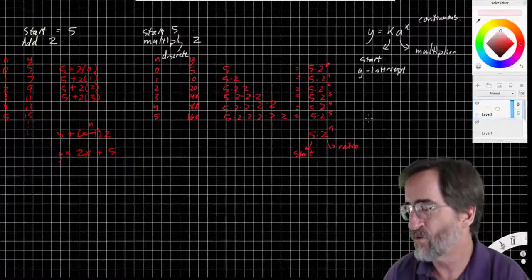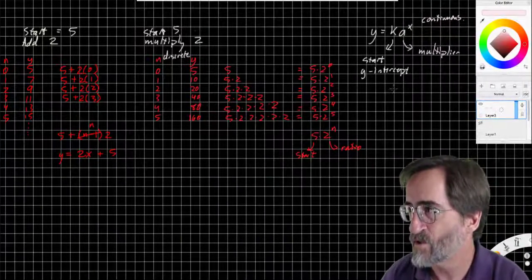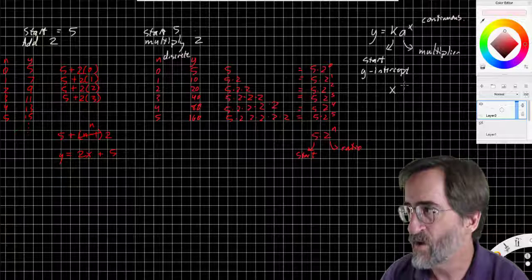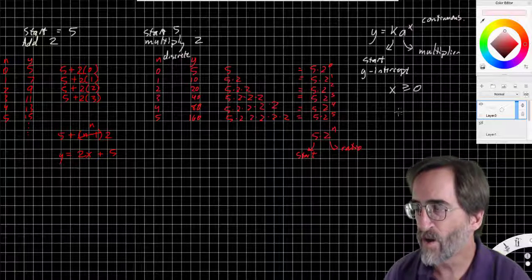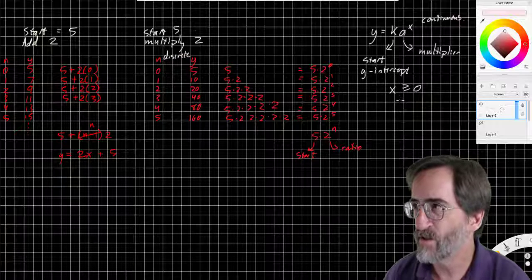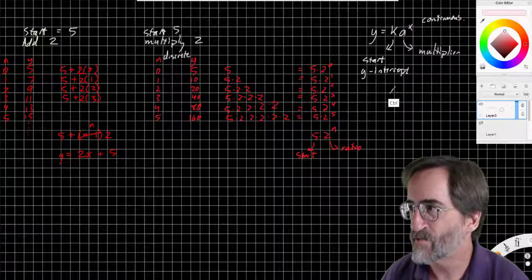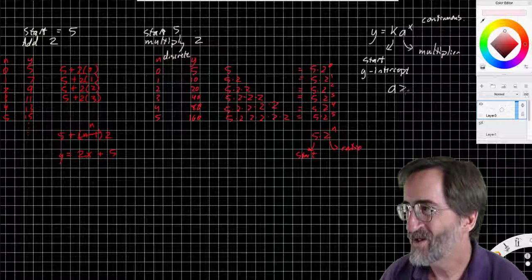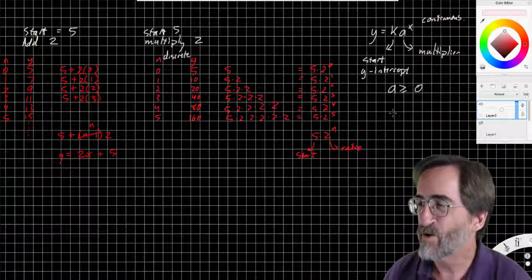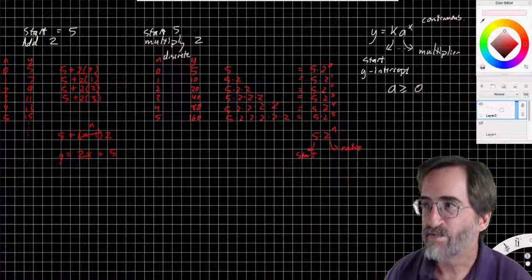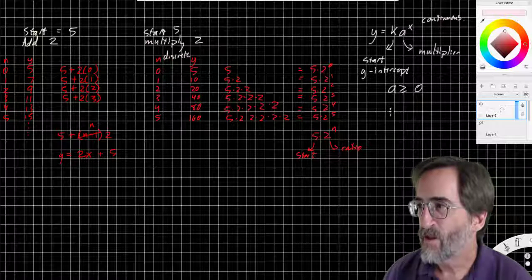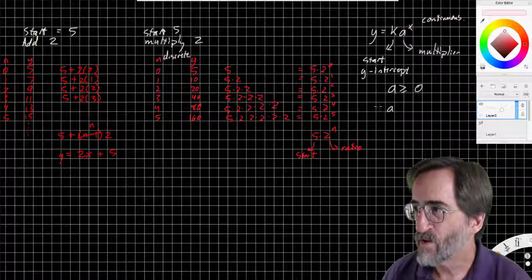So the domain is really important to note. X must be greater than or equal to 0. Okay. Or not X. Yes, X. Not X. A must be greater than or equal to 0. Keep things straight. A must be greater than or equal to 0. So the multiplier has to be positive.